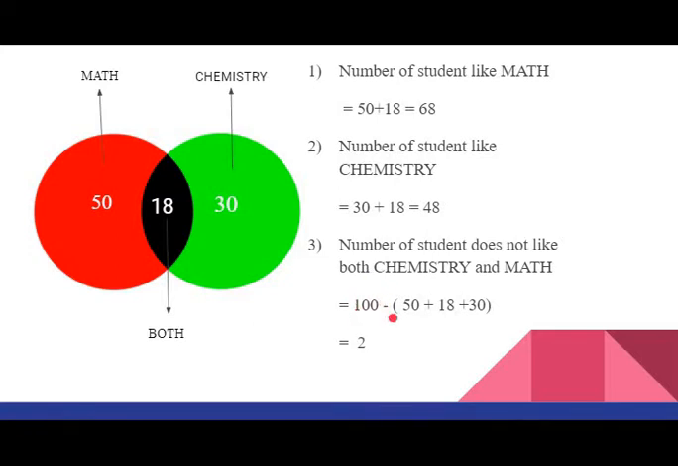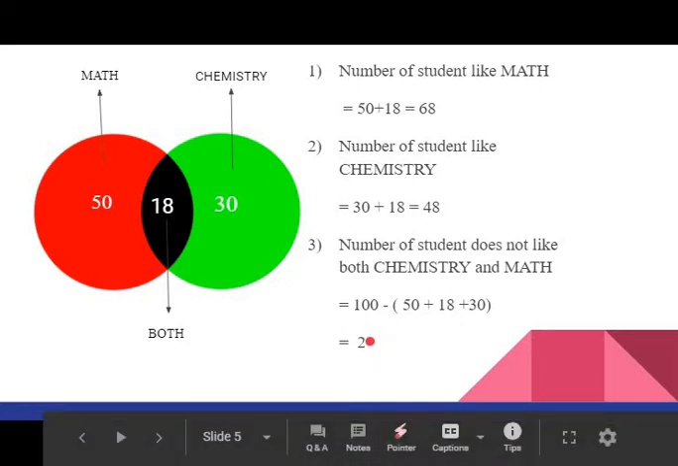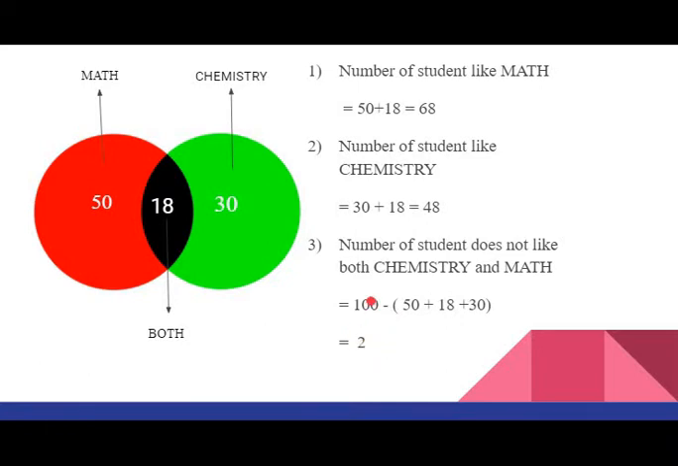So we will subtract the number of students who like at least one of the subjects. The number of students who like either math or chemistry or both is equal to 50 plus 18 plus 30, that is 98. So 100 minus 98 is equal to 2. So there are two students who do not like chemistry as well as math.